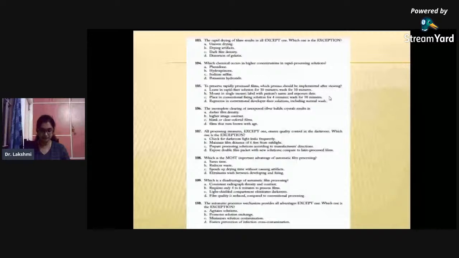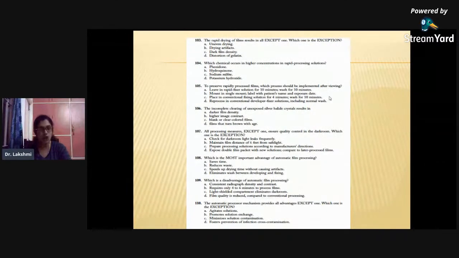Okay. So 107, all processing measures except one ensure quality control in the darkroom. Which one is the exception? Exception will be B. Maintain film distance of 6 feet from safe light. Okay, so all processing measures: check the darkroom for light leaks frequently, yes. Prepare processing solutions according to manufacturer's directions, yes. Expose double film packet with new solutions compared to later processed films, correct. But maintaining a film distance of 6 feet from safe light is a wrong option because at least 4 feet gap only should be there. So 107 option will be B.